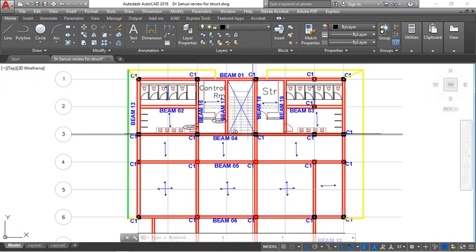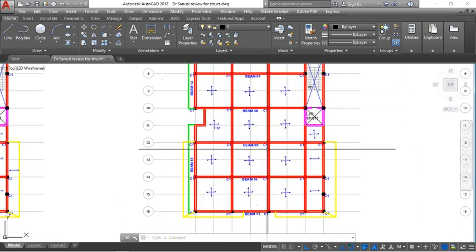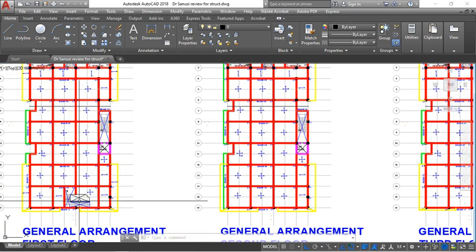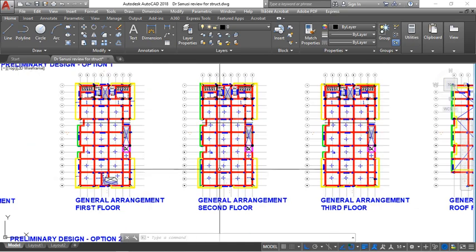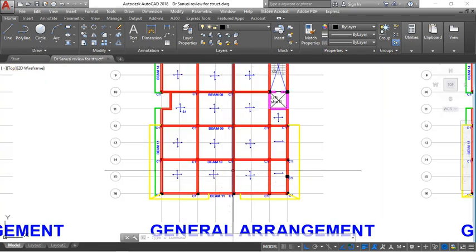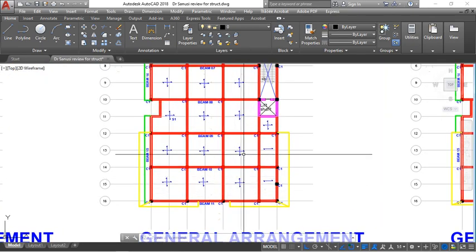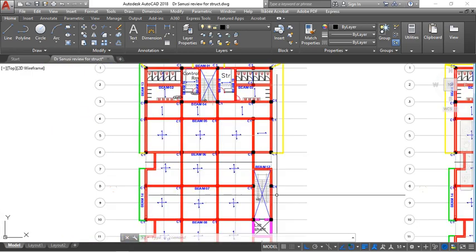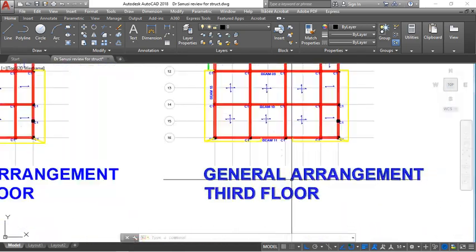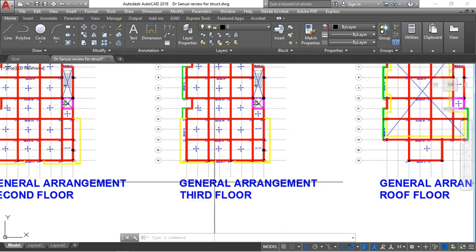Then we have the slab arrangement as before, and like I said, this portion only stops at first floor. It does not extend up to the second floor. So that's why we have all the slabs here, then the lift shaft and the staircase. Then going to the third floor.